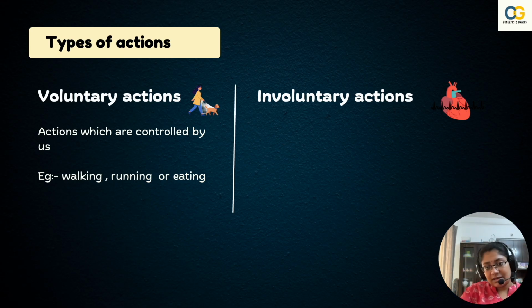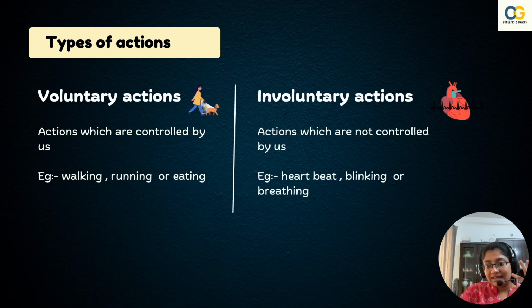But while this is happening, I'm doing something which is not in my control, or I don't know that I'm doing. Like I'm breathing, my heart is beating, my eyes are blinking. These things are happening without me telling myself, okay, blink now, okay, blink now. It's not like that. It just happens on its own. So these actions which are not controlled by us are called involuntary actions. Like I said, the heartbeat, the blinking, the breathing, they are all involuntary actions. Voluntary actions are controlled by us.